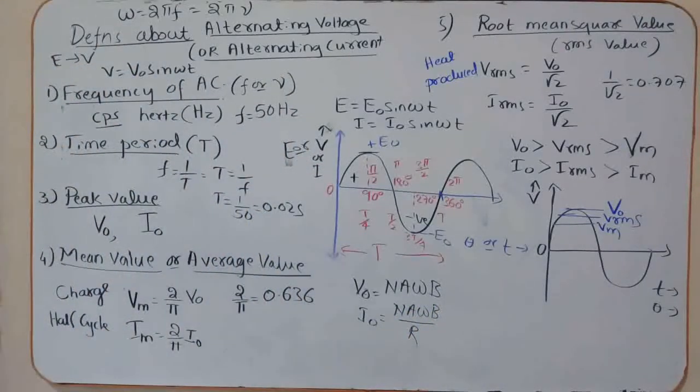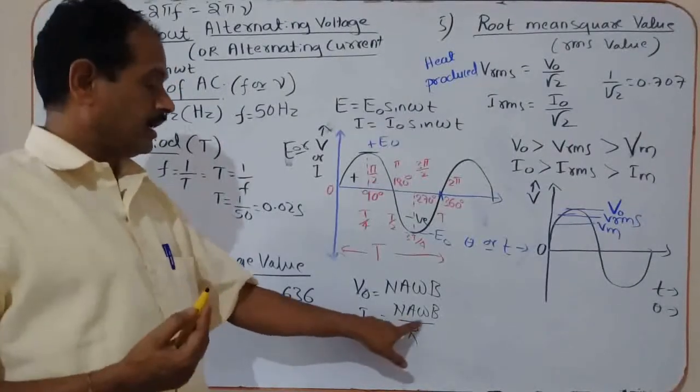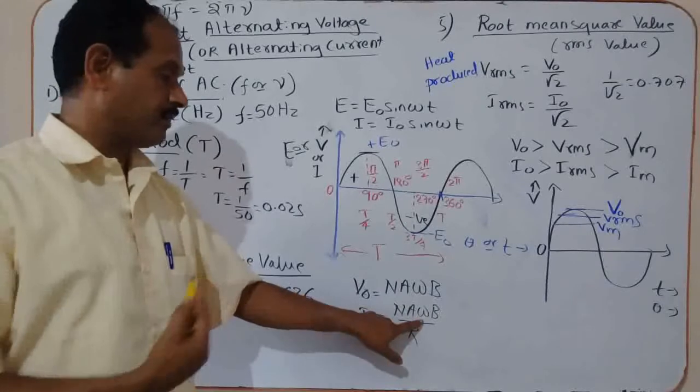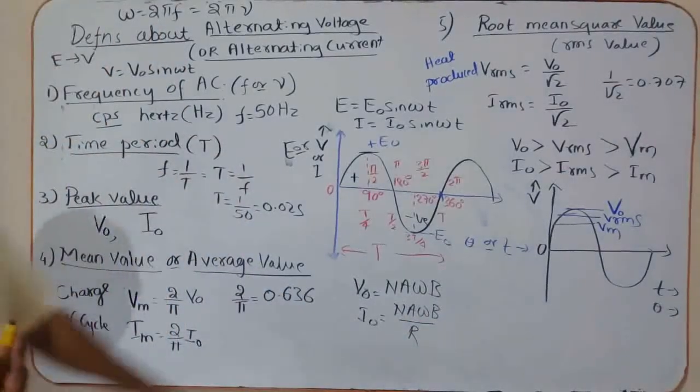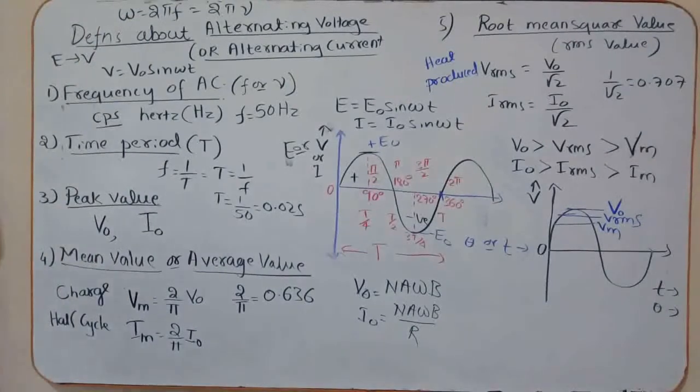N is the number of turns in the armature coil, A is the area of the coil, omega is the angular speed or angular velocity, and B is the magnetic field. Now what is R here? It is the electrical resistance of the coil. Now we come to the mean value or average value.